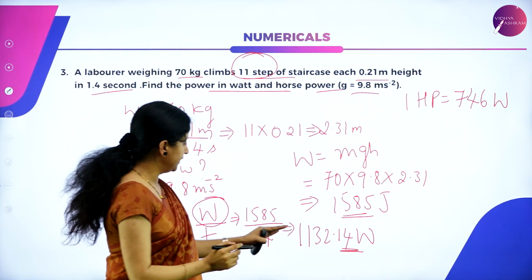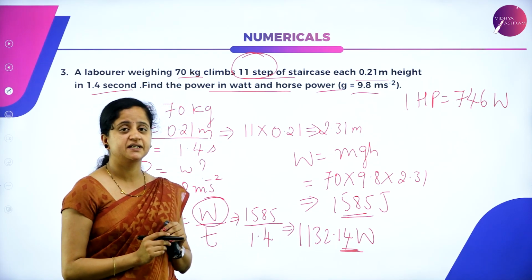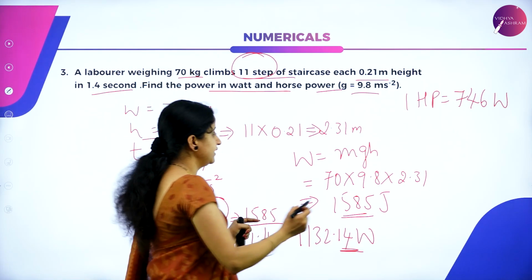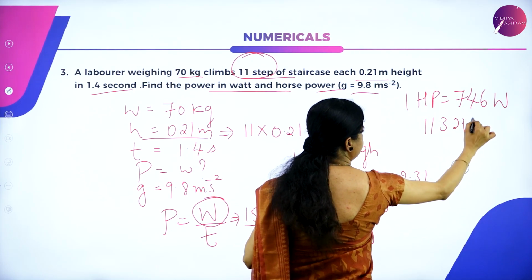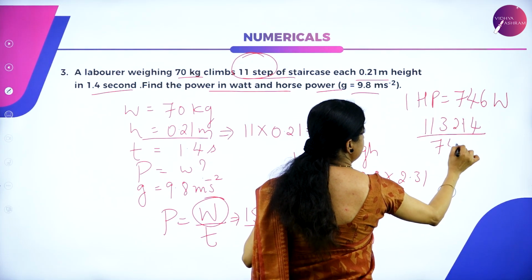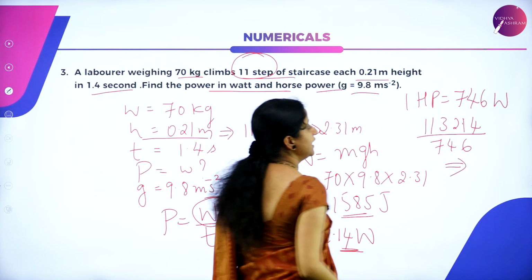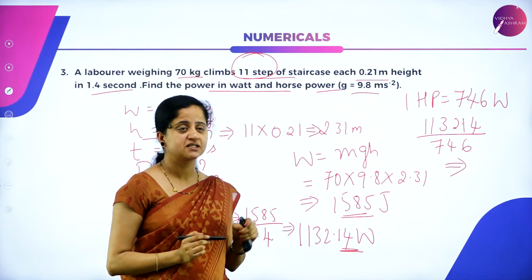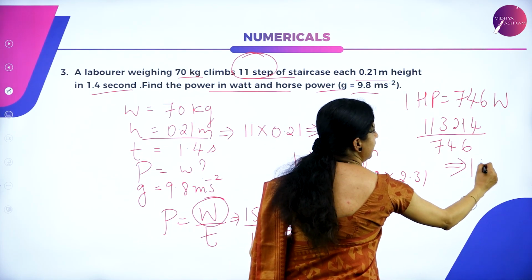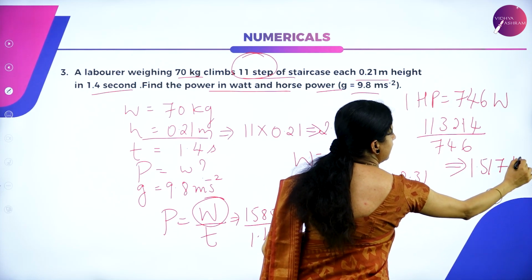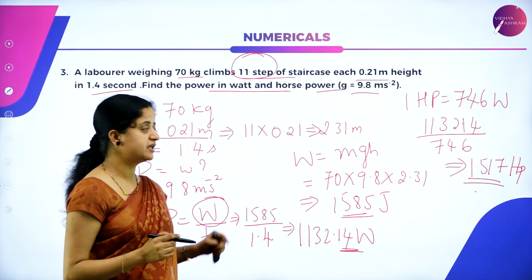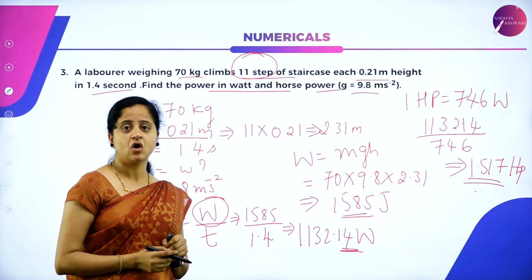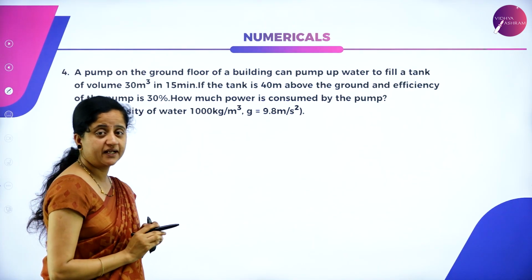Now, we have calculated the power, we have to represent it in horsepower. For that, we have to take 1132.14 divided by 746 and the answer we get in horsepower is 1.517 horsepower. So, this is how you have to calculate power in watts as well as horsepower. So, let us move on to the next problem.